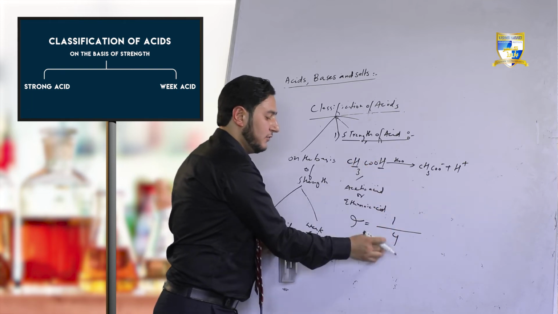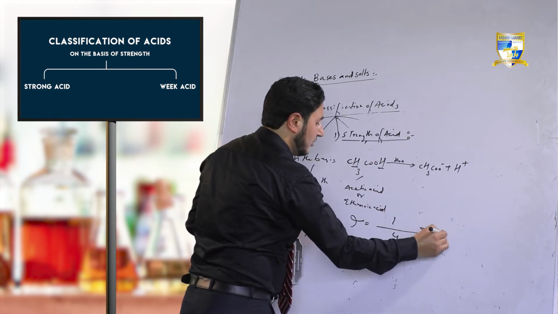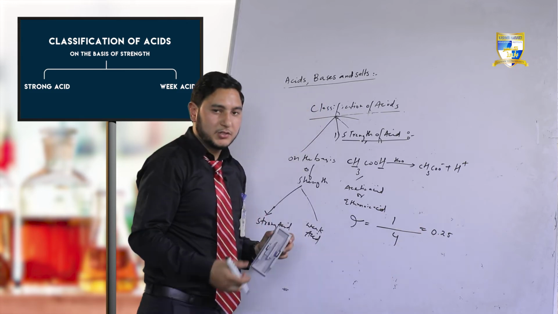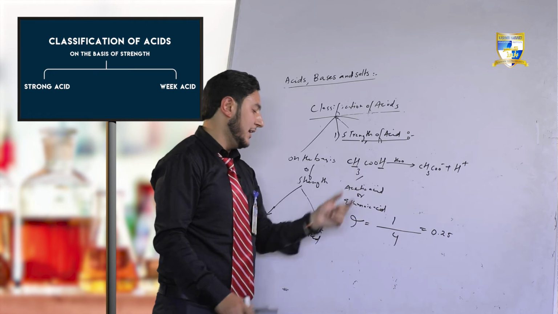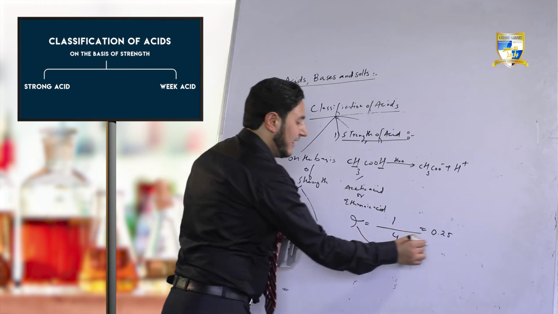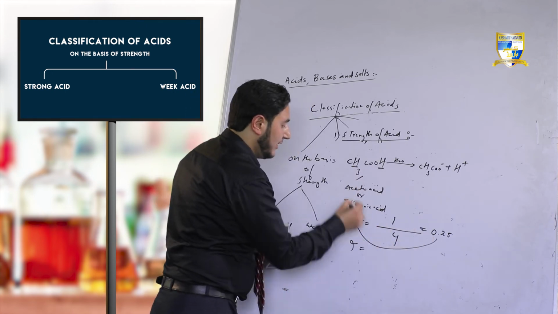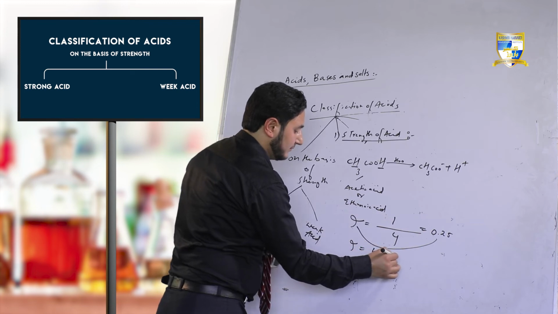Total 3 plus 1, 4. 1 upon 4 becomes 0.25. So it is releasing 1 out of 4. So alpha, the value of alpha, is less. So it is a weak acid.